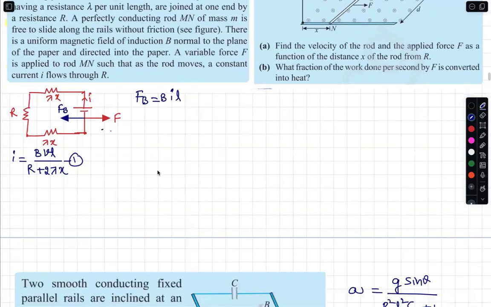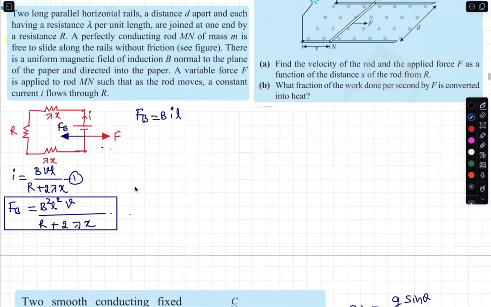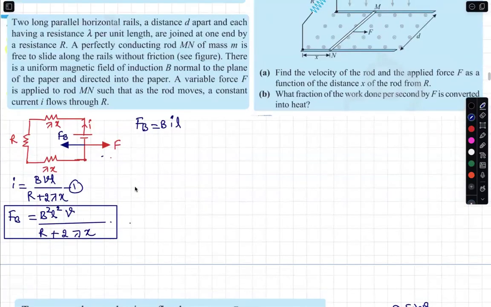FB is BIL. Now let us try to analyze what is FB from this. B square, L square, V by R plus 2 lambda x. Remember, this is FB. Fine. Clear. Till this point, I have no doubt.